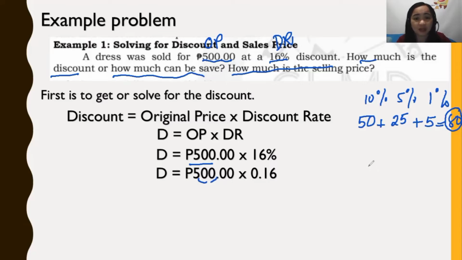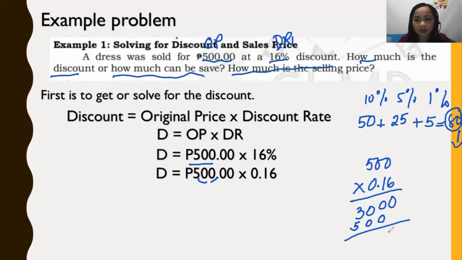I-compute naman siya natin normally. We have 500 pesos times 0.16. Tingnan natin kung parehas nito. We have 6 times 5 is 30. And then times 1, we have 5, and 8. So, tanggal na to. The same answer is 80.